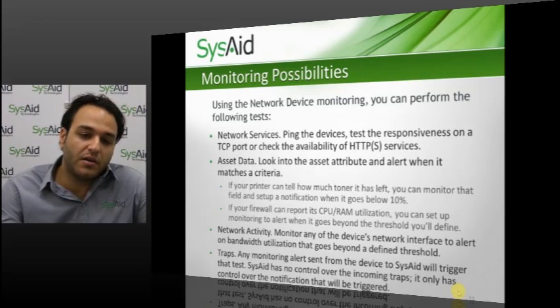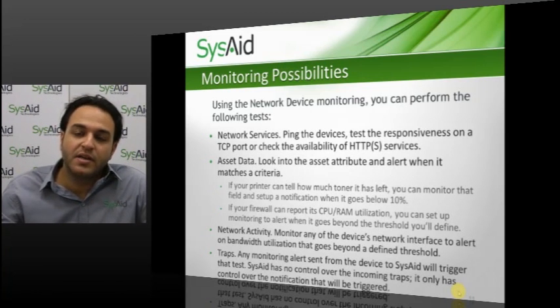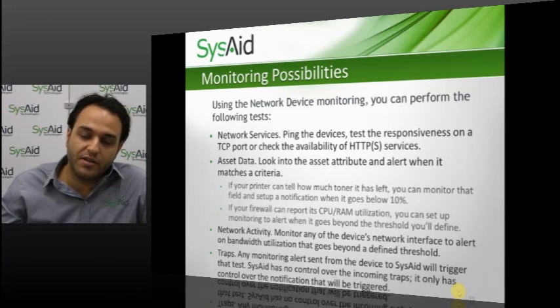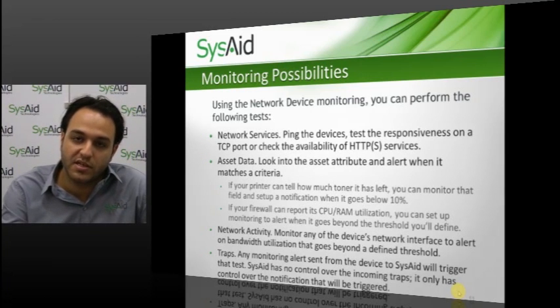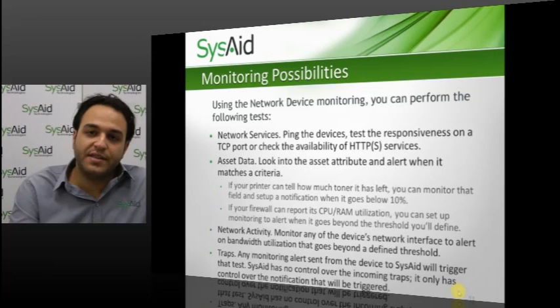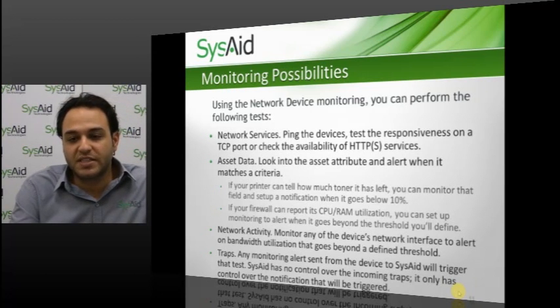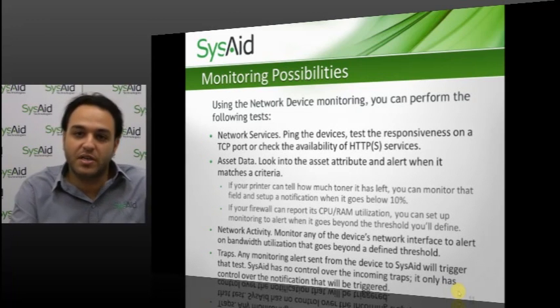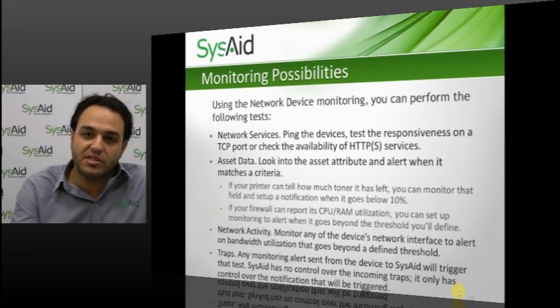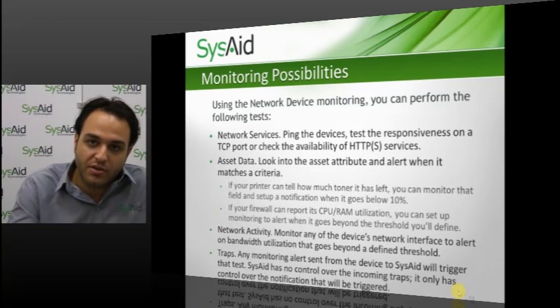So if that's on the same network your SysAid server is located, you're going to want to send a trap to that IP address where SysAid server is running, and that's going to trigger the trap. If that's on a remote network, you're going to need to point it to the IP address of the computer that runs the remote discovery service, and that will forward the trap information to the SysAid server.